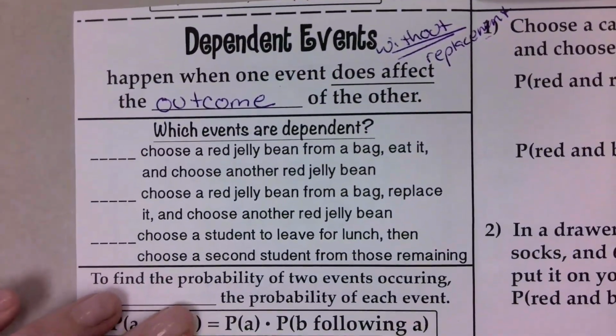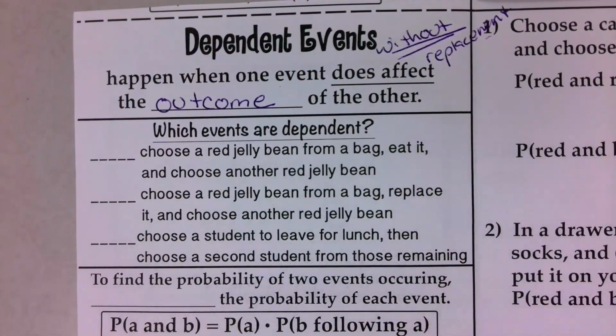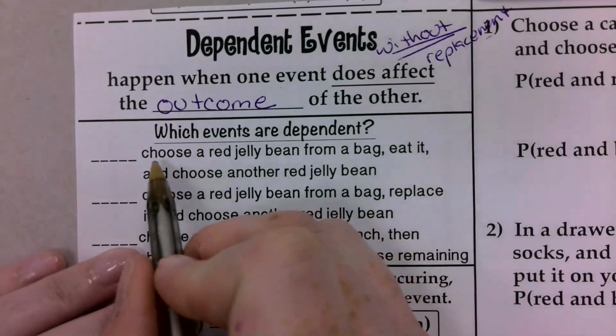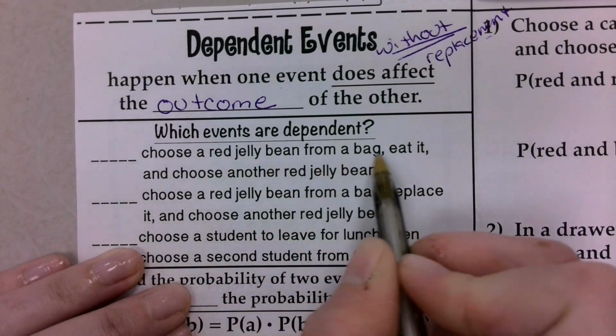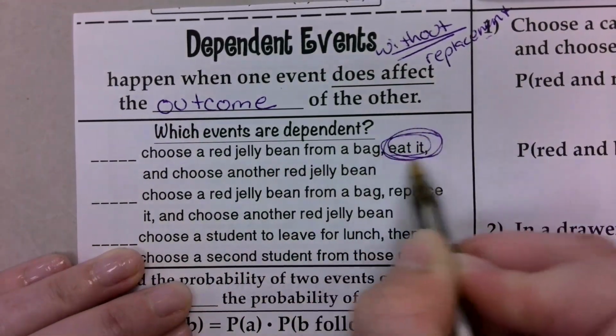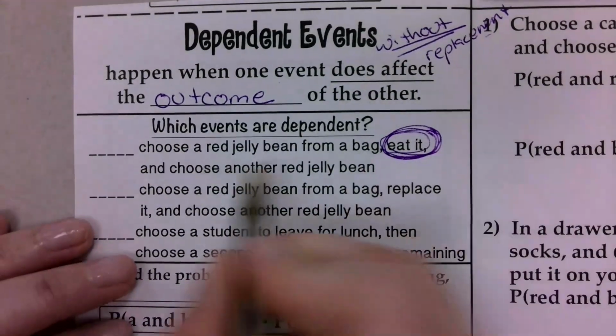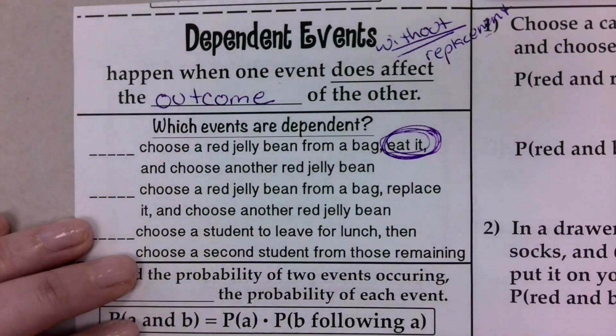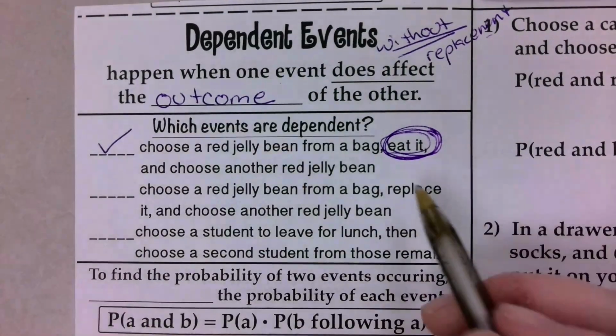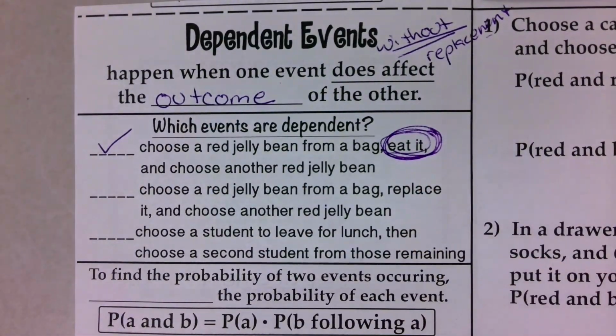First, now we're going to decide. You should notice that a lot of these situations look a lot like the ones from above. We're going to decide which ones are dependent, which ones have a situation where I'm changing the total, where I'm taking something and I'm never putting it back. Choose a red jelly bean from a bag. Eat it. That's very important. And remember, don't be gross. We're not throwing stuff up. Once you eat it, it's gone. And choose another red jelly bean. Well, this is definitely dependent because I took something, I ate it, and I'm not putting it back. So I'm changing the total.